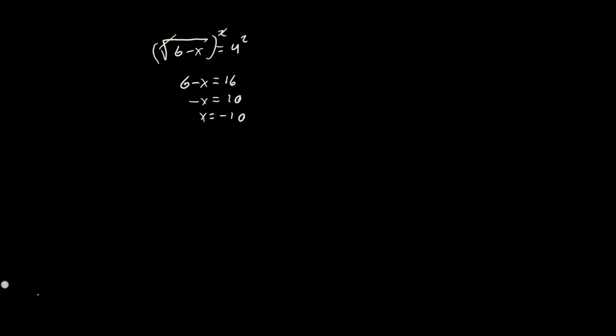So let's go ahead and verify that our solution is going to hold true. So we have 6 minus negative 10 is equal to 6 plus 10, which is 16, and the square root of 16 is 4, which does indeed satisfy our original equation that we are trying to solve. So the only solution we are going to get is that x is equal to negative 10.